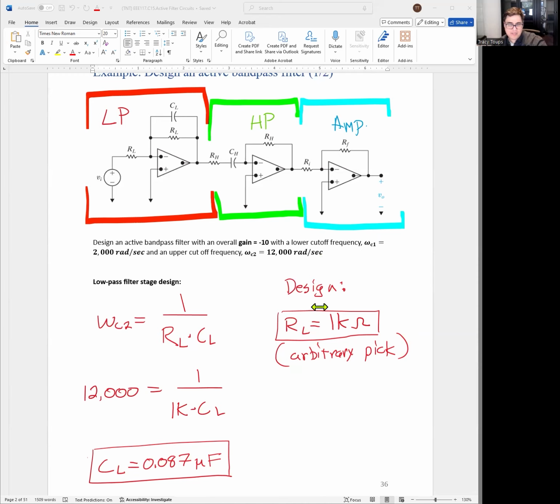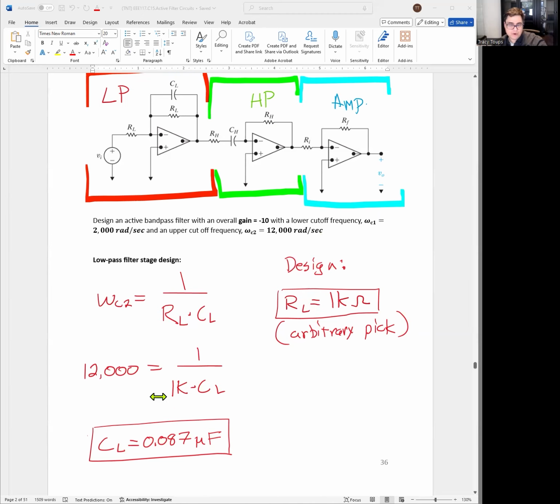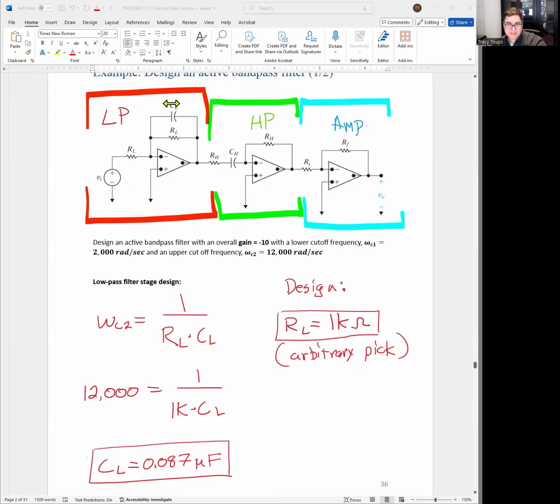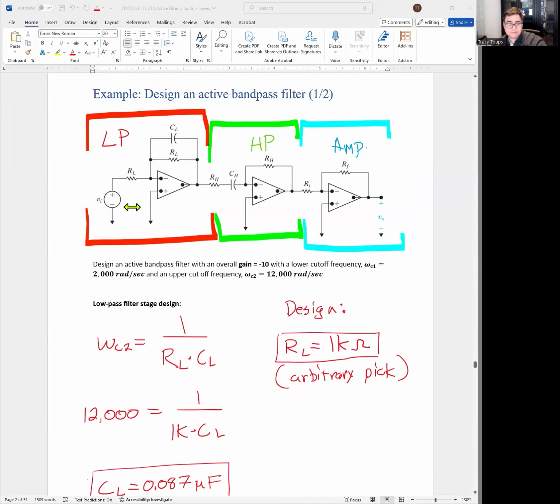It was an arbitrary pick. You could pick whatever you want. 1K just sounds like an even number to me. So you have 12,000 equals 1 over 1K times C. You just do some basic algebra rearrangement. The capacitor for your low pass stage, this one right here, is 0.087 microfarads, which you just go to the bin and pick up, or whatever's closest to it. Okay, so that's your low pass stage.